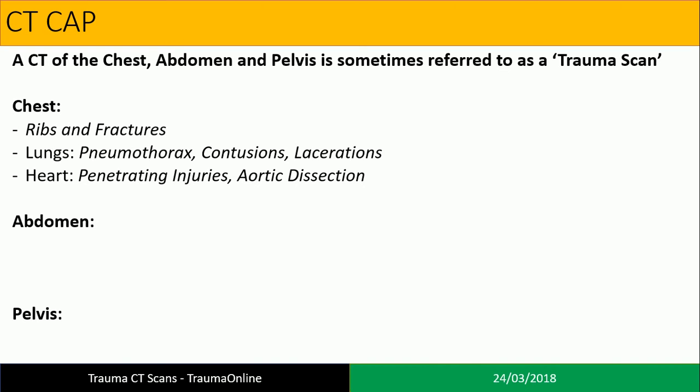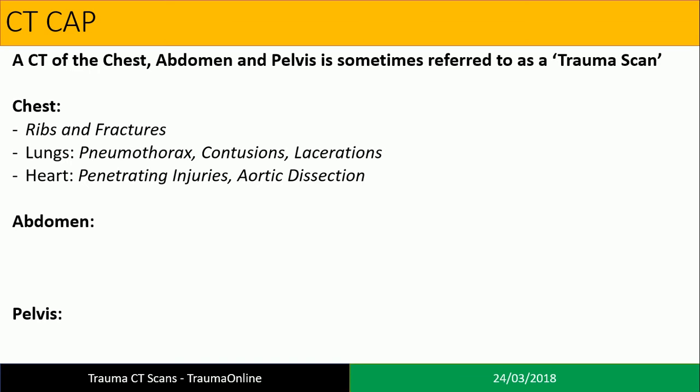So in the chest, you're looking at the ribs and seeing if there's any fractures. You're looking at the lungs to see if there's any air present in the pleural space or if there's any bruising on the lung surface. And then in the heart, you're looking for if there's been any penetrating injuries to the heart from, for example, rib fractures, or if the aorta has an aortic dissection, which is common in acceleration-deceleration injuries.